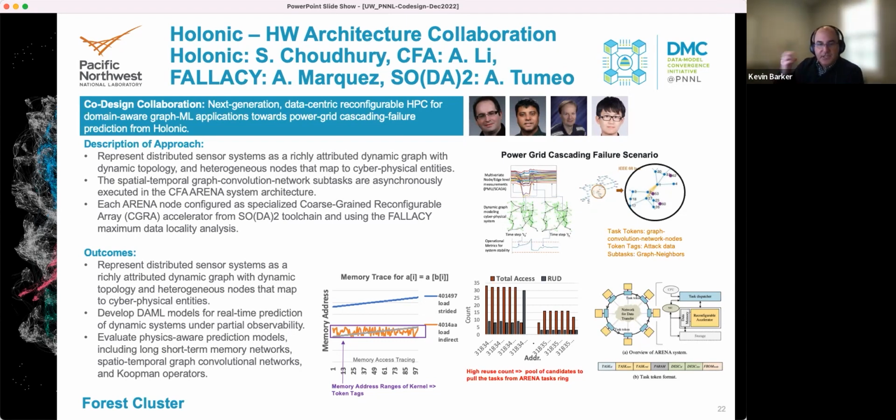So this is really what within DMC we wanted to see, right at the end of the DMC initiative. We wanted to have some of these grassroots co-design collaborations across the projects that we funded within the initiative, so that they could bring their concepts together to solve a large challenge problem. And we achieved some success with that, as demonstrated with this project.